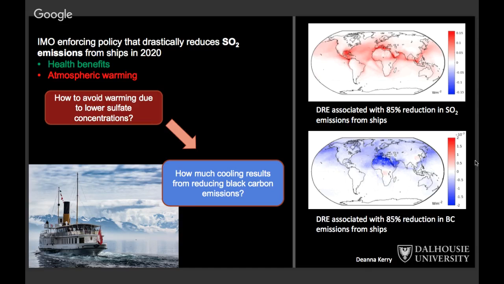In 2020, the UN will require ships to emit significantly less sulfur dioxide. This will reduce atmospheric concentrations of sulfate, which will induce a warming effect. One way to reduce this warming effect is to also reduce the emissions of black carbon from ships, something that has not really been done in the past. So we investigate the radiative effects of reducing SO2 and black carbon from ships using GEOS-Chem, RRTMG, and TOMAS. And my poster is at B33. Thank you.